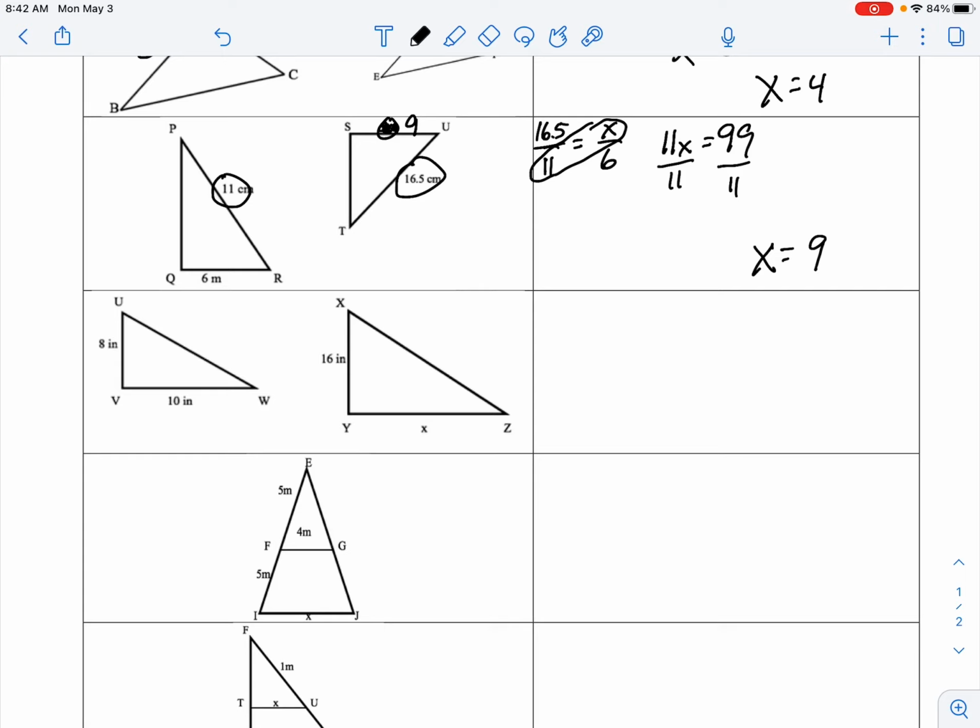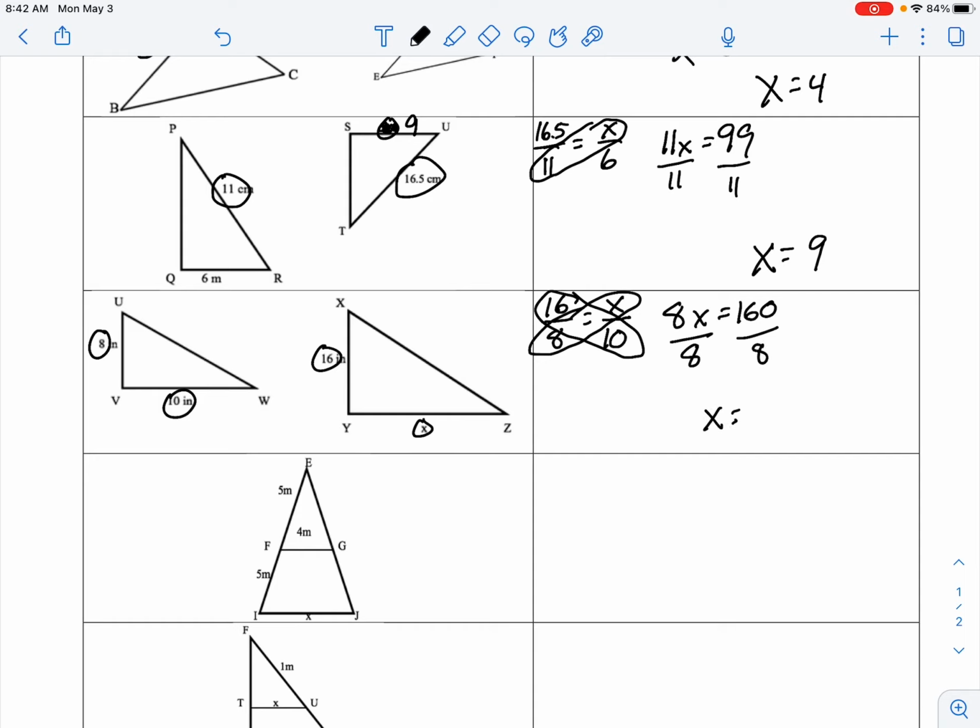And then just keep it going down the line. So we have 16 corresponds to 8, and x corresponds to 10. So we've got 8x equals 160. Divide that out, and we get x equals 20.